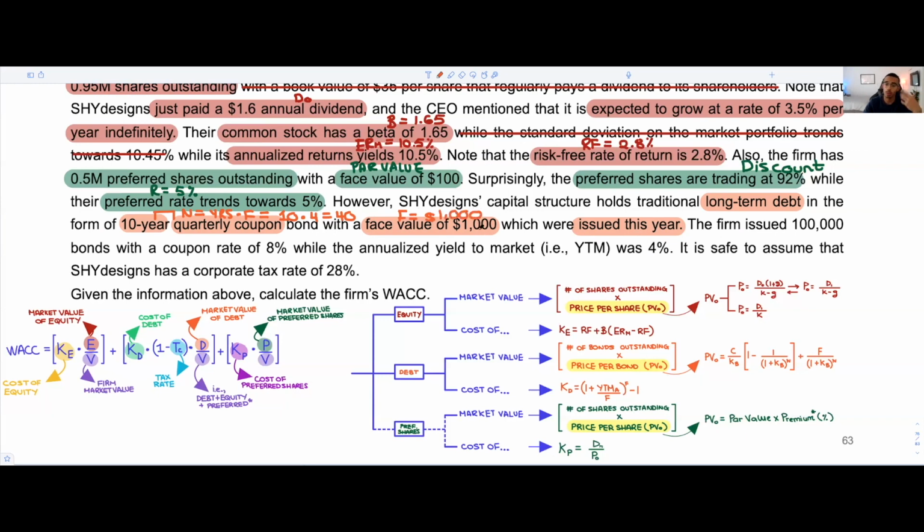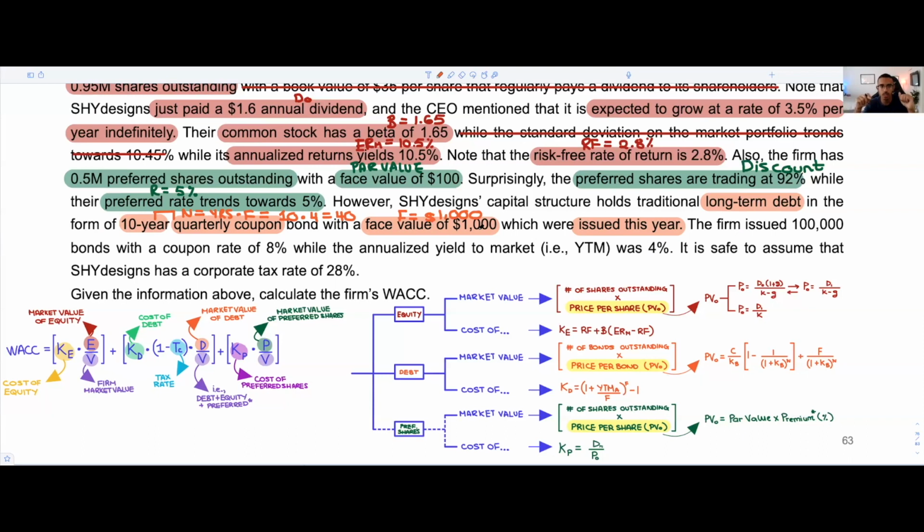And we also know that once again, the bond was issued this year. So that's a bunch of really good information. Let's go ahead and read the next sentence. The firm issued 100,000 bonds with a coupon rate of 8%, while the annualized yield to market, so the annual yield to market, is 4%.